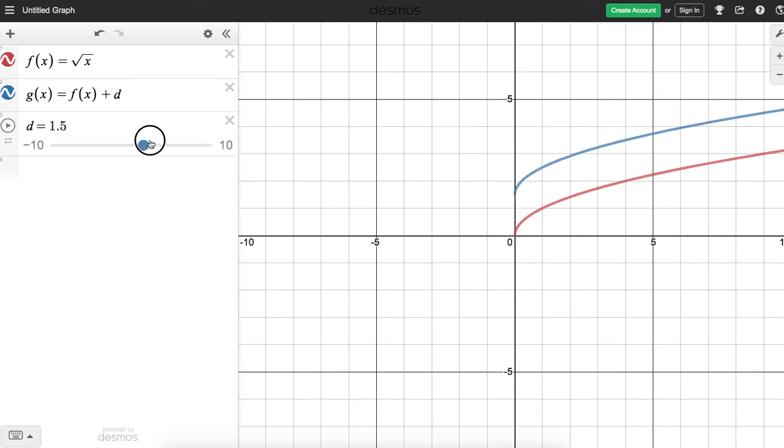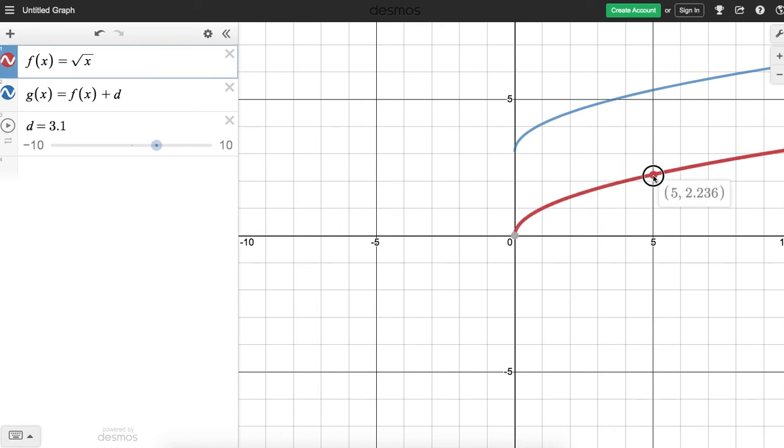And then here we have when we're adding 3.1 to our function. Notice all the y coordinates are going up by that much. So for instance, on the original graph, when x is 5, the square root of that is about 2.236. When we do the square root of 5 and then add 3.1 to that, we get 5.336. So all the y coordinates get shifted up by whatever the value of d is.